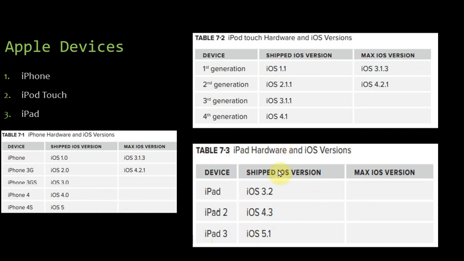Again, we have a table that is given to us, which is telling us the iOS hardware with the version of iOS that is shipped along with the device, and also the maximum version that can be installed on the device. So here the versions that are shipped along with the iPad are given to you.